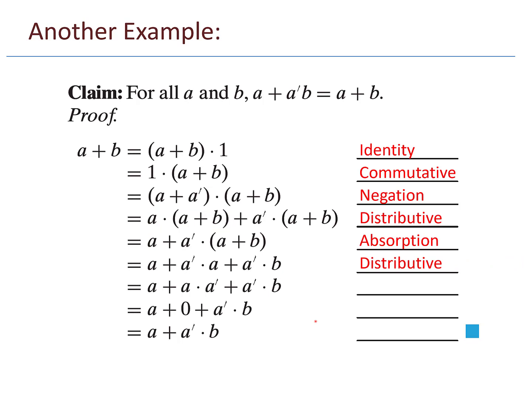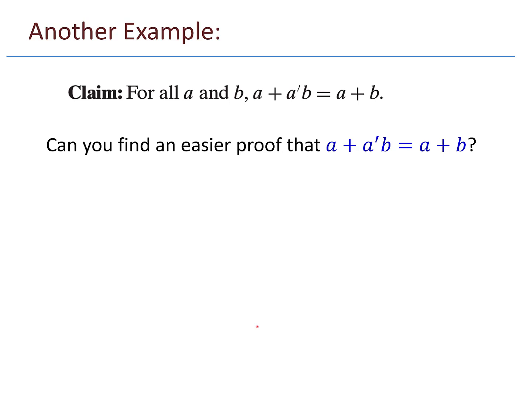Then distributive, commutative, negation, and identity. So in this case, we have proved that a plus b is equal to a plus a prime dot b. But this is a terrible way to prove that equality. There is a much easier way to do this. Can you prove that a plus a prime b equals a plus b with a much shorter proof? I think you can. Hint, use the distributive property. Give it a try.